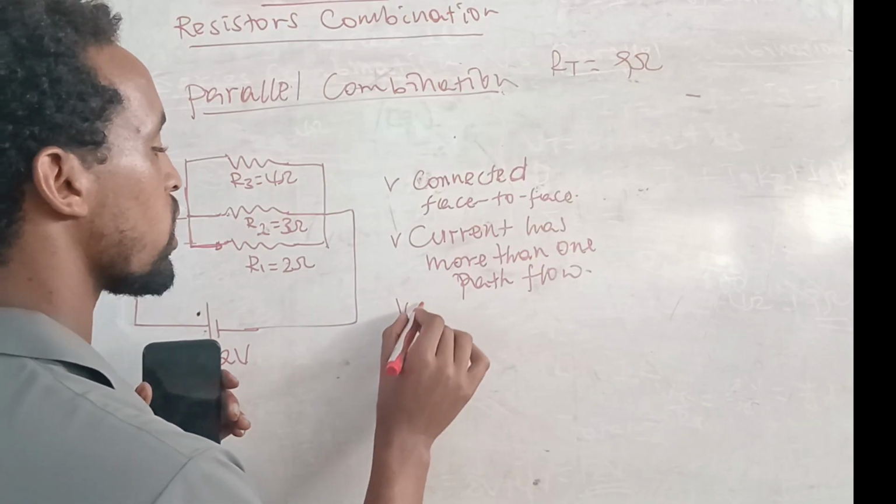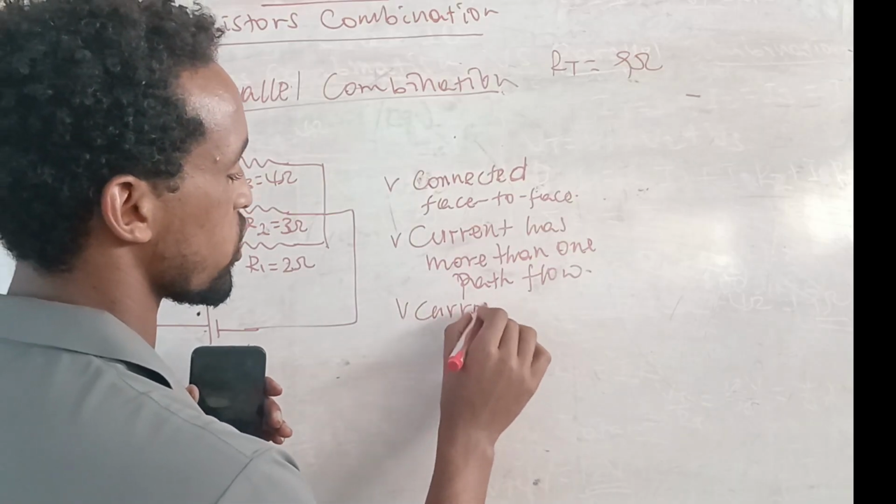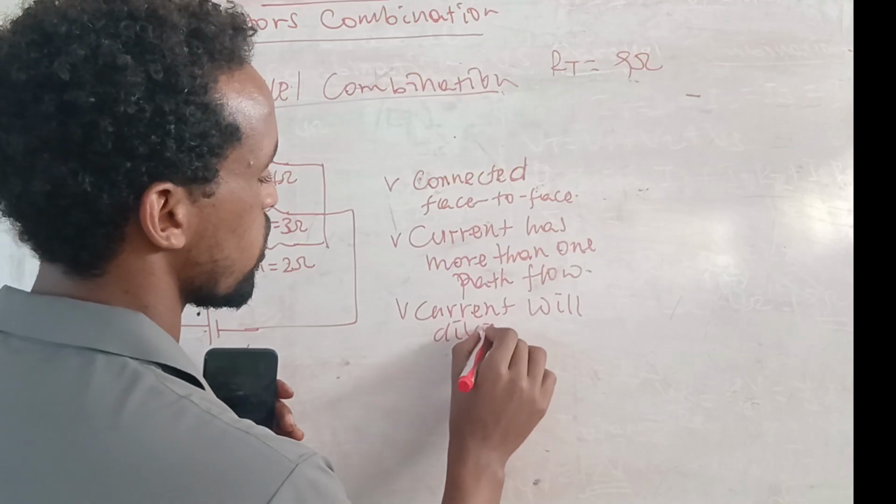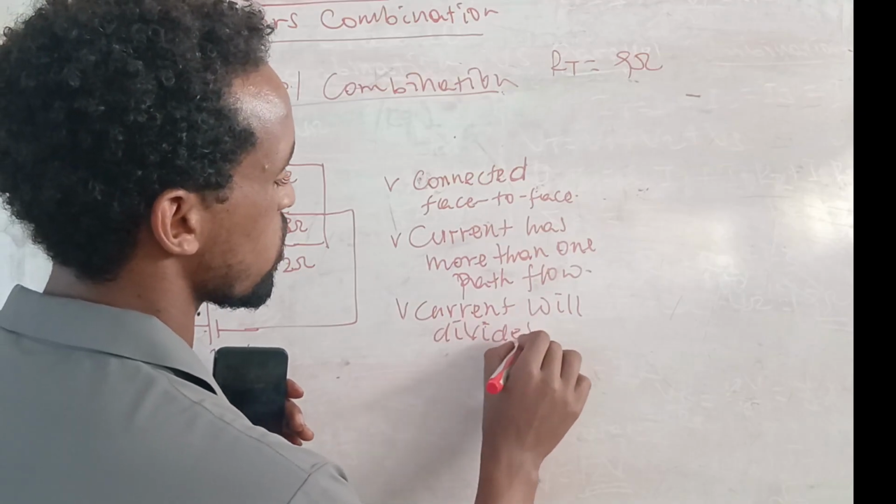So the current will divide at the junction. What do we know? Current will divide at the junction.